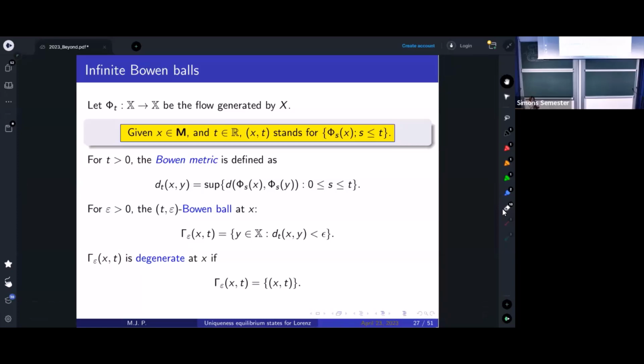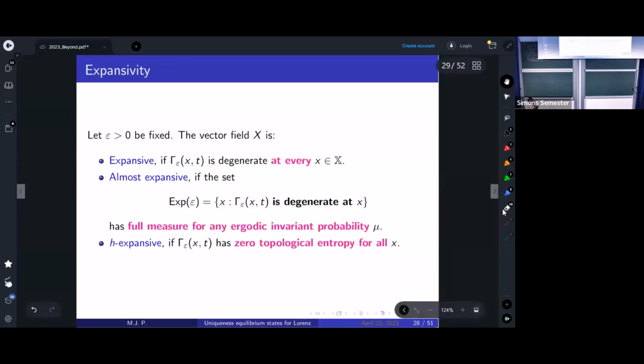You take a ball and start to iterate, and along a segment of orbit you are nearby. Okay. And expansiveness, how do you define this? The flow is expansive if the Bowen ball is degenerate at every point. It is almost expansive if the set of points such that the Bowen ball is degenerate at x has full measure for any ergodic invariant probability measure. And it is entropy expansive if the Bowen ball has zero topological entropy for all x.